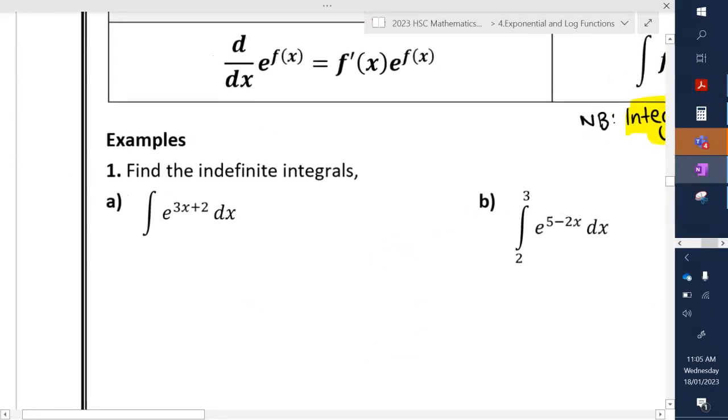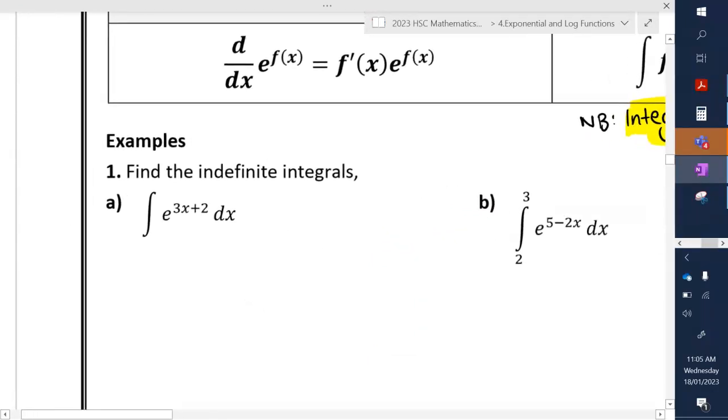Okay, so let's have a look at this first example here. It's saying find the indefinite integrals. So here we're integrating e to the 3x plus 2 with respect to x. What you'll note is we don't have any values on our integral sign here, so we're going to have to go plus c because we don't know what those values are that we're going to have.